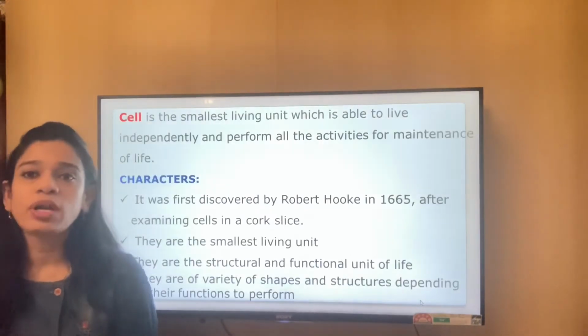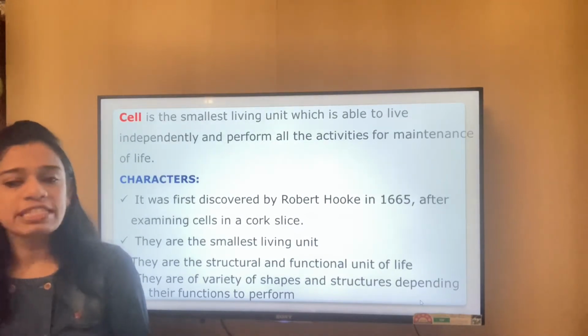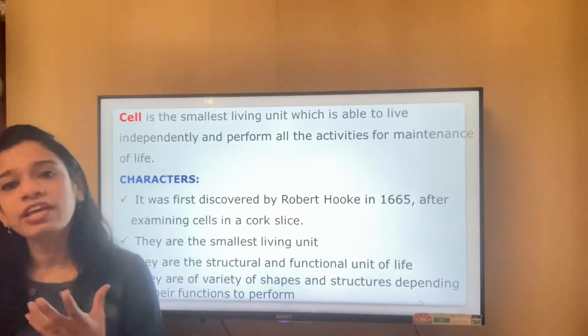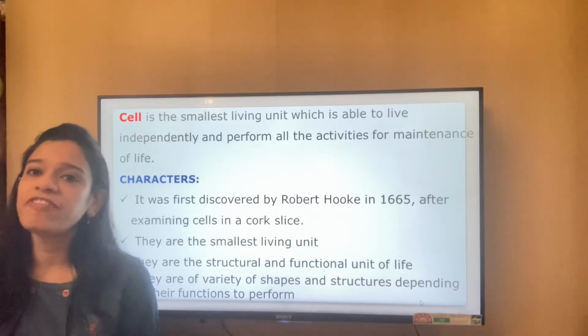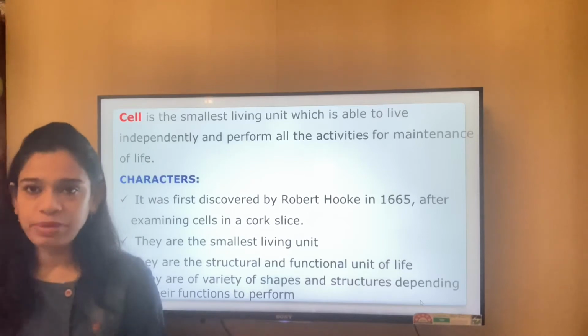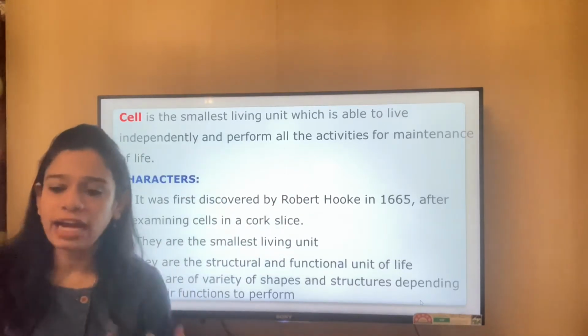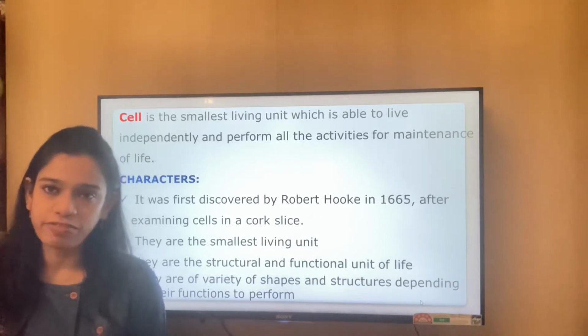To start with, what is a cell? When we say that the fundamental unit of life is the cell, the cell is the smallest living unit which is able to live independently, and it is also able to perform all the activities for the maintenance of life.